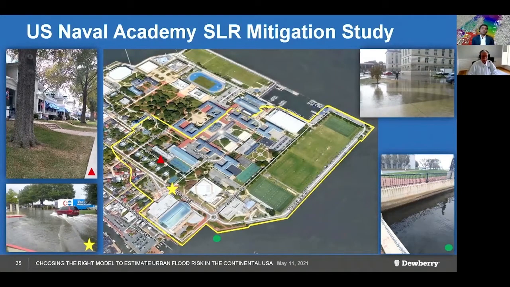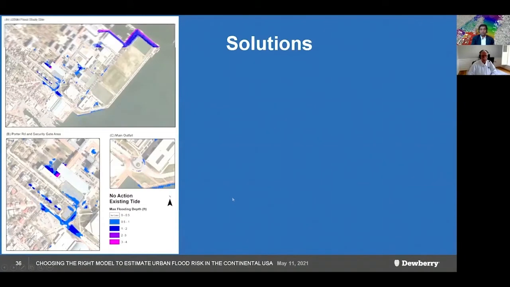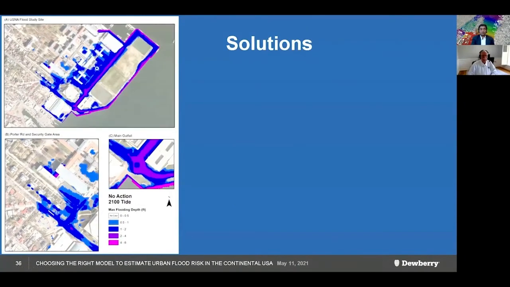This is the Naval Academy facility in Annapolis, Maryland. So the red, yellow, green dots are the key areas of reported flooding within the facility due to increase in sea level rise and also localized ponding due to rainfall events. This study was interesting because we used an XP SWMM 2D network to simulate the increase in sea level rise coupled with precipitation impacts in the overland areas. So that's existing conditions, and that's the future 2100 based tidal conditions.